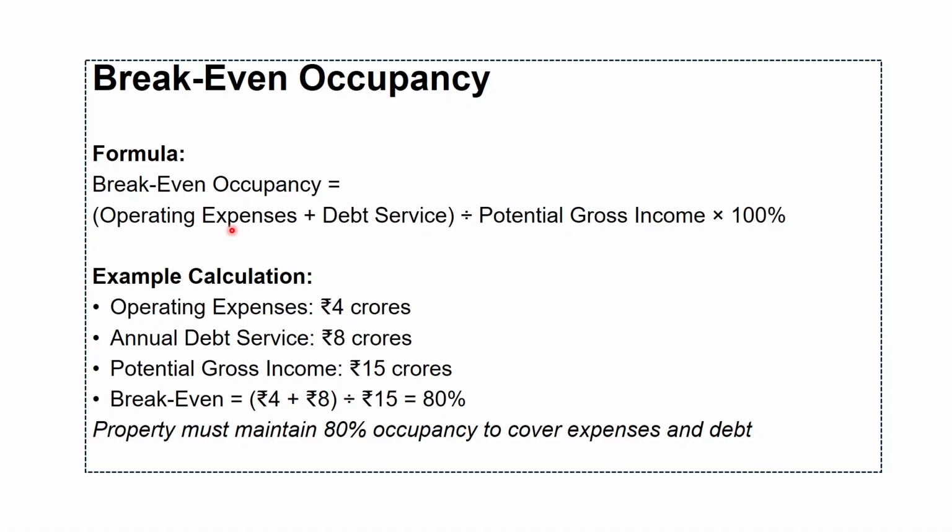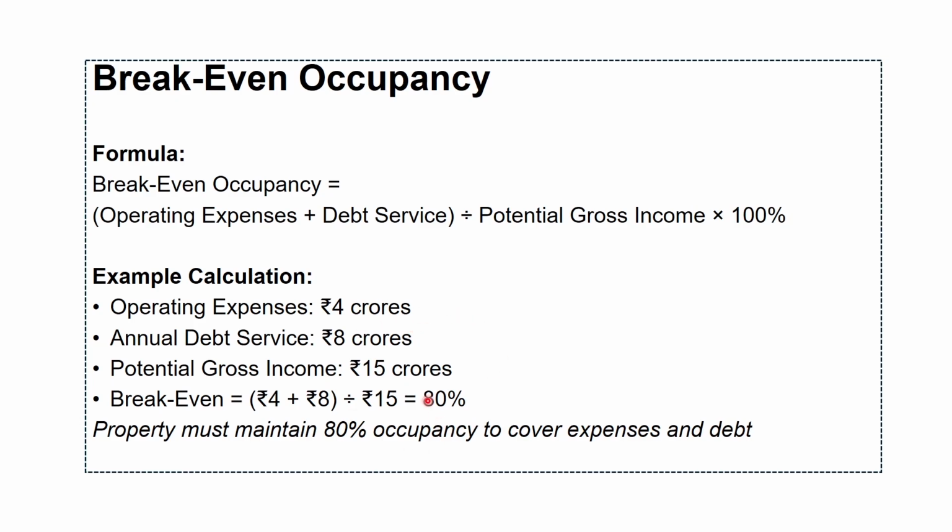Then we go to break even occupancy. Break even occupancy is operating expenses plus annual debt service divided by potential gross income times 100%, showing the minimum occupancy to cover cost. So, a Hyderabad warehouse with 4 crore expenses, 8 crore debt service and 15 crores gross income has 80% break even occupancy. So, properties must maintain this occupancy to avoid default.